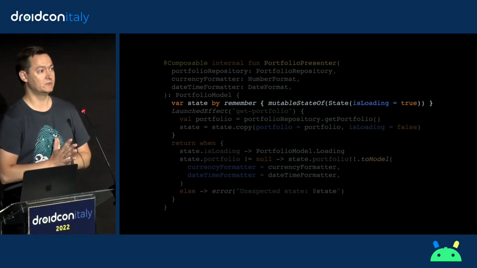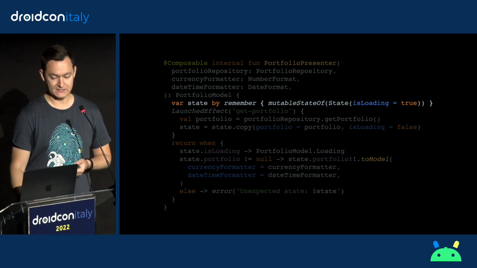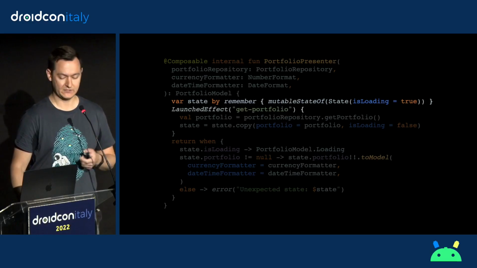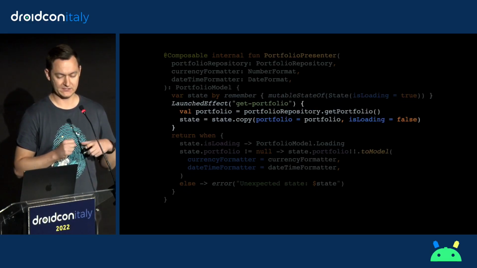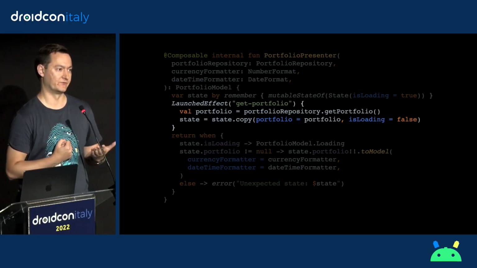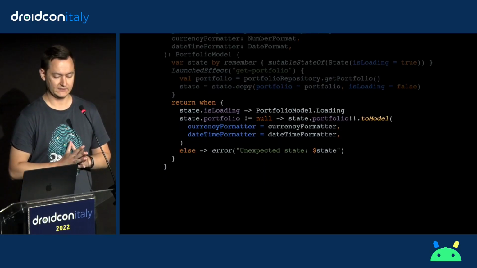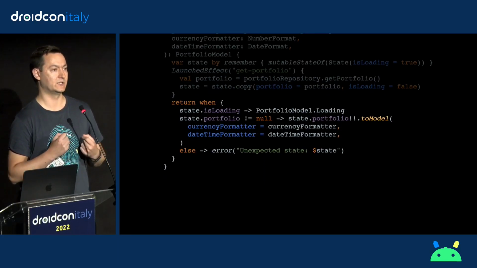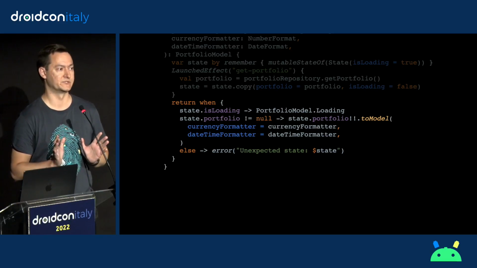So we're going to use Molecule here to implement our presenter. What we're going to do is just define some state. We'll set loading to true. We'll launch a Jetpack Compose effect to do our portfolio call. Update our state with the portfolio once we got it, set loading to false. And lastly, based on our state, we're going to create our UI model. That's essentially what our presenter does.